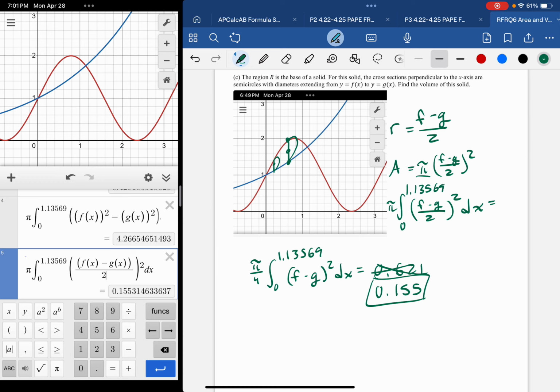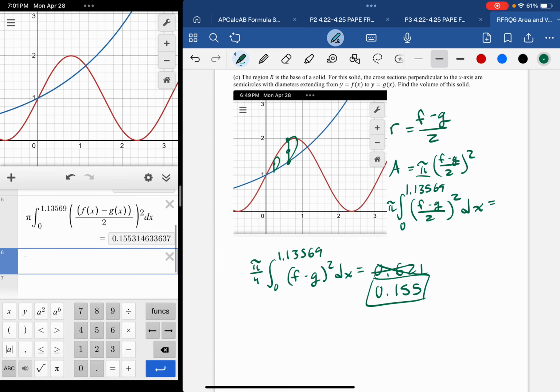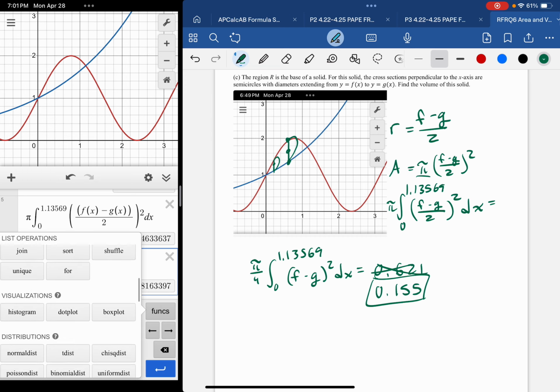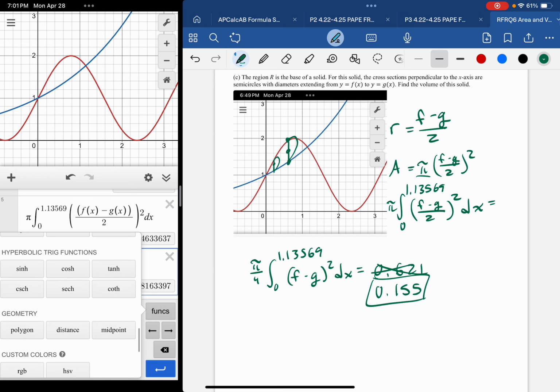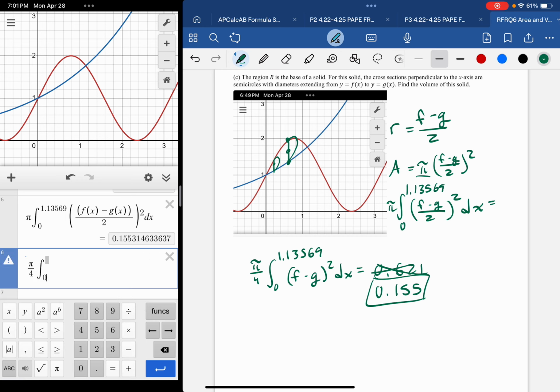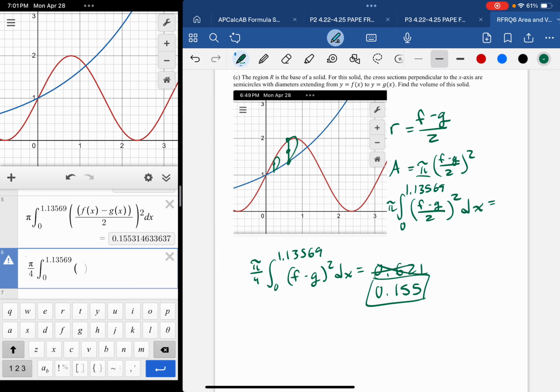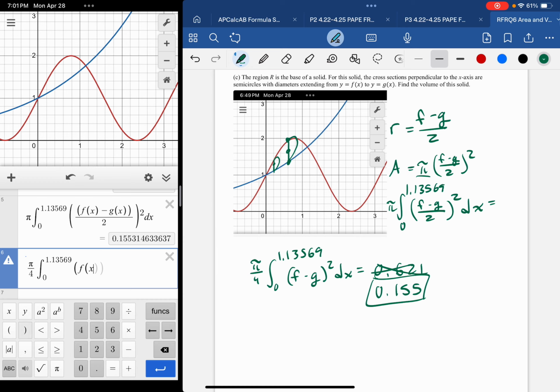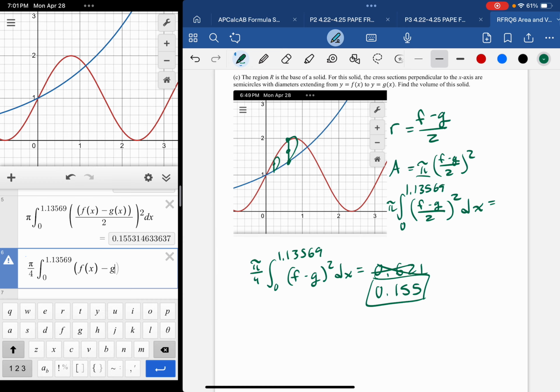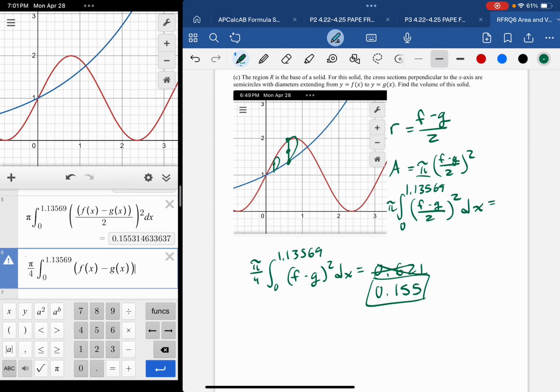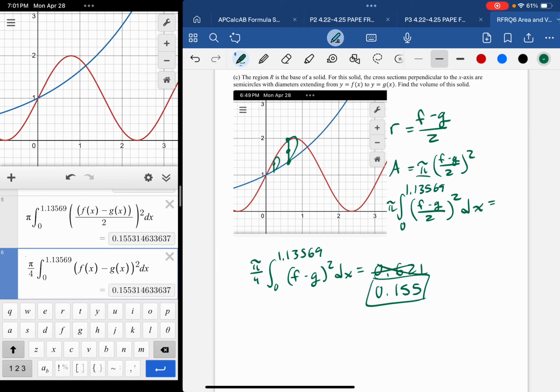I'm going to double check that. First, let me do it with my simplified version. Yeah, because I don't think I'm wrong. So 0 and then 1.13569. And then in my integrand, I'm going to go f of x minus g of x. And then I'm going to square that, and then dx. Okay, got the same thing.